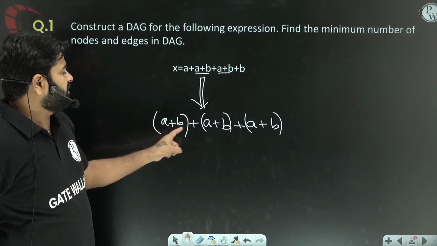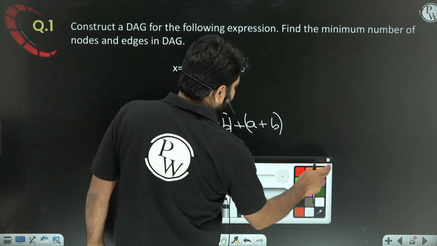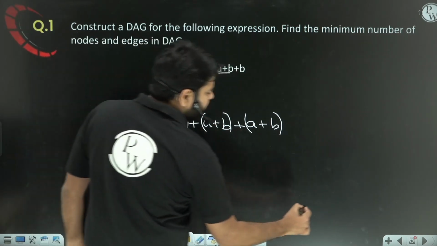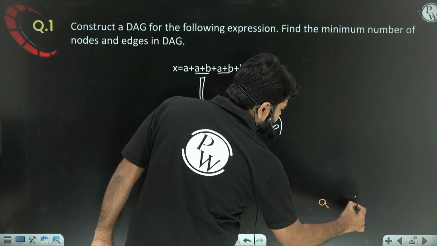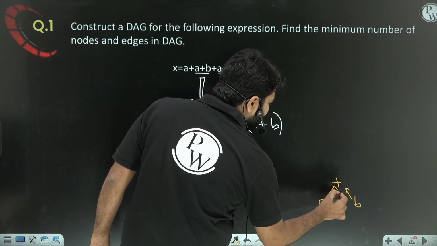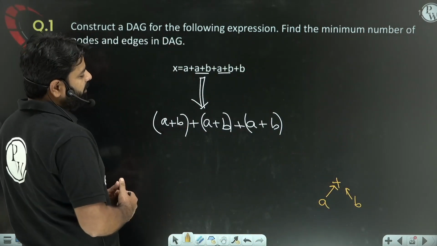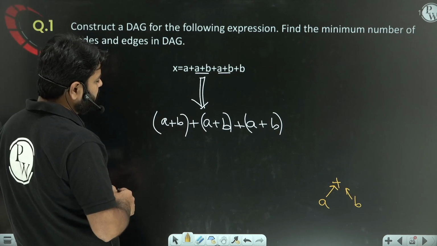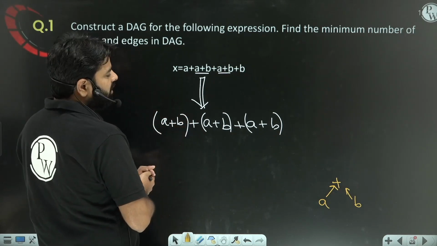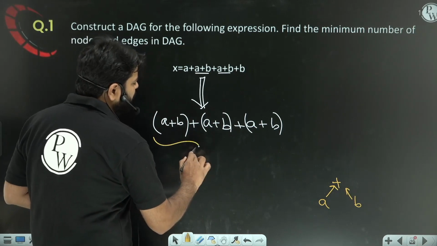Now let's look at how many nodes and edges you take for drawing the DAG for this. A plus B. A and B, plus. Arrows are not required, I am just putting an up arrow to avoid a cycle, but you can also put a down arrow if you want. A plus B, done. Now either you can do this one or this one, anyhow it will not change, so I will do this first.